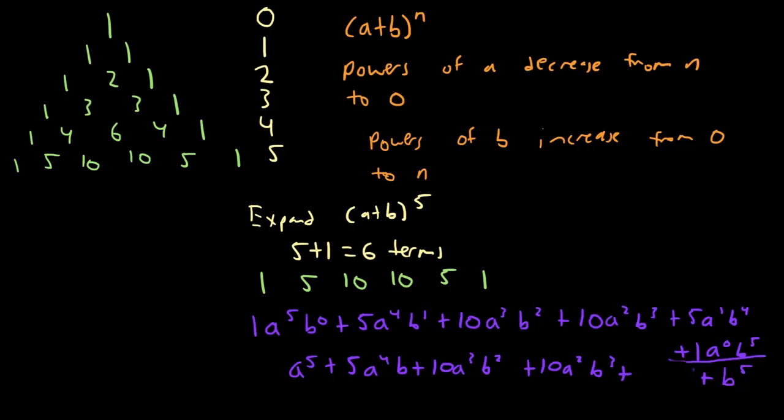Let me rewrite this a little clearer. This is 5a b to the 4th power. So, this is our final answer. A to the 5th power plus 5a to the 4th power b plus 10a cubed b squared plus 10a squared b cubed plus 5ab to the 4th power plus b to the 5th power.